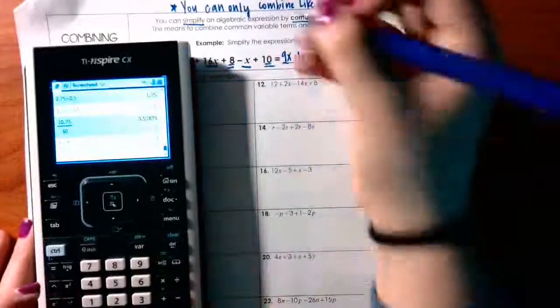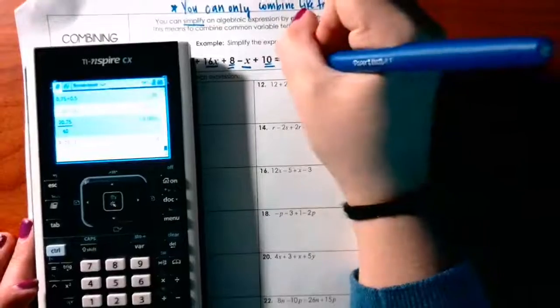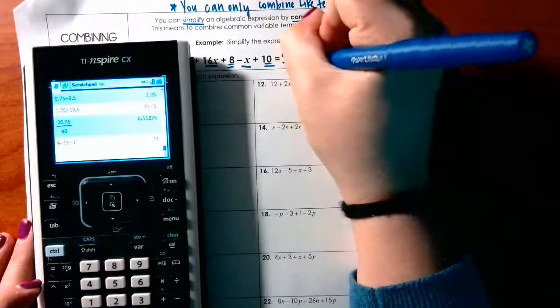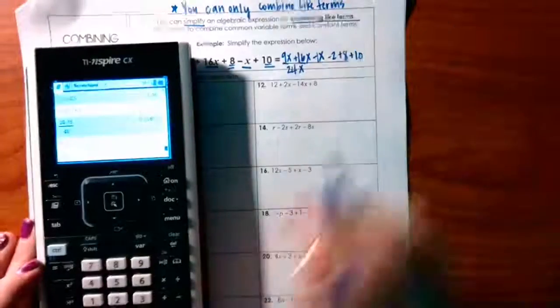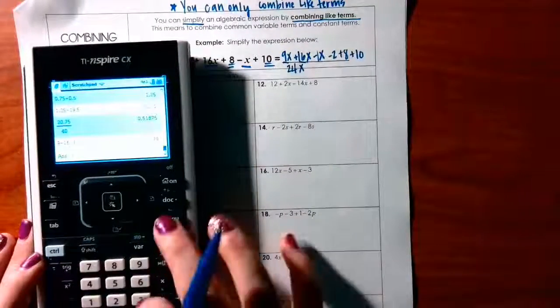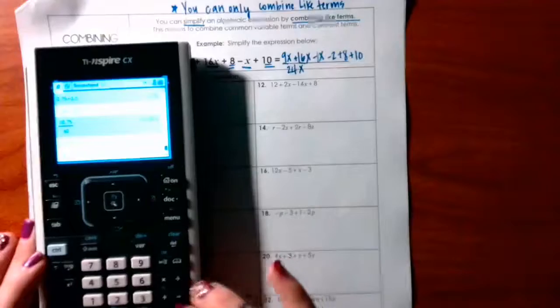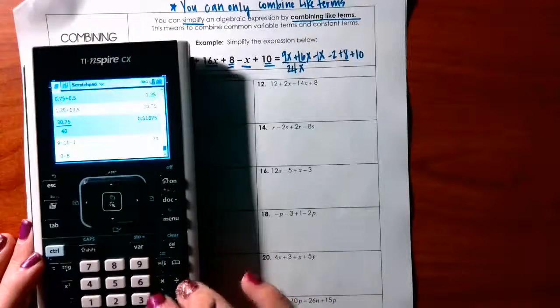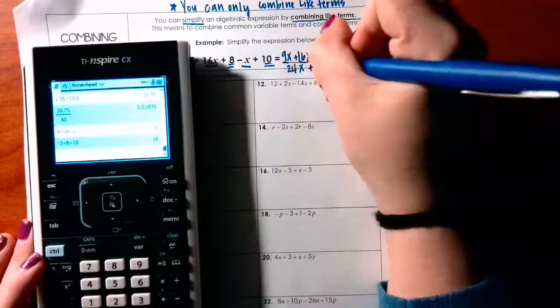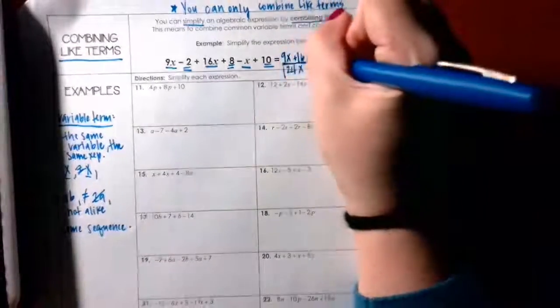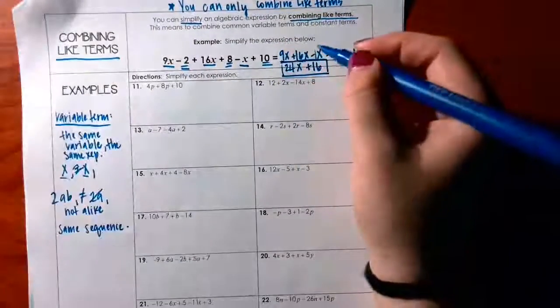That gives me 24x. You're going to keep the variable there, you just combine things. And then I'm going to say negative 2 plus 8 plus 10, which gives me 16. So positive 16, so plus 16. This is my simplified answer. It doesn't look simplified, but that's as far as it can go. There are no more like terms that I can combine.